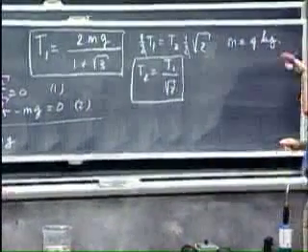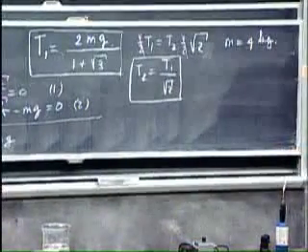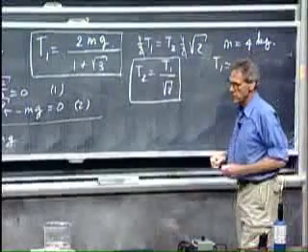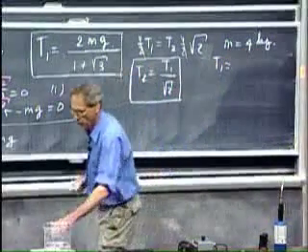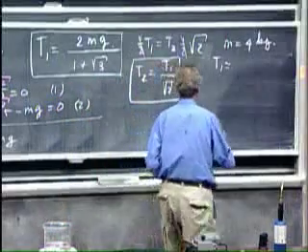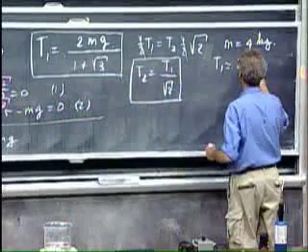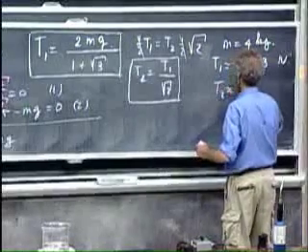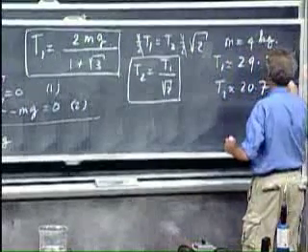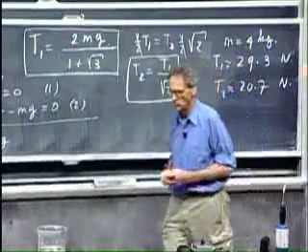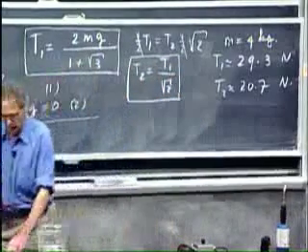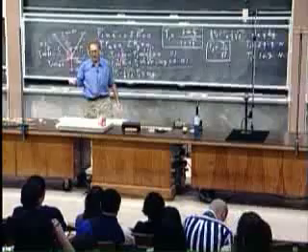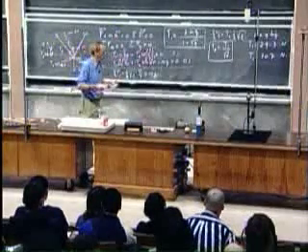So mg is around 40, if we make g 10 for simplicity. Then T1, if you put in the numbers, is about 29.3 newtons, and T2 is about 20.7 newtons, I believe. It's very difficult to rig this up as an experiment, but I've tried that. I'll show you in a minute.